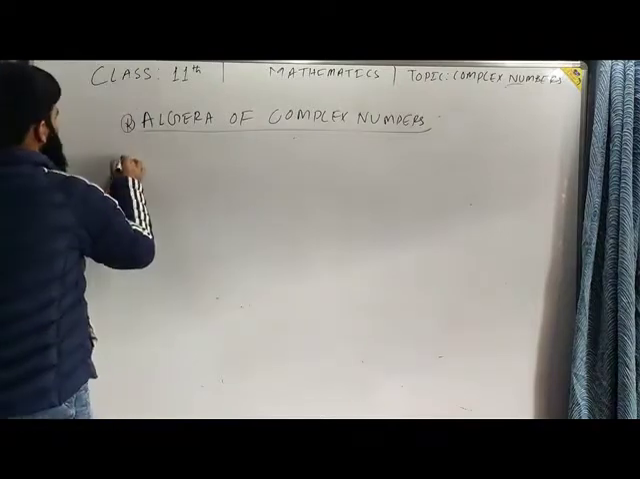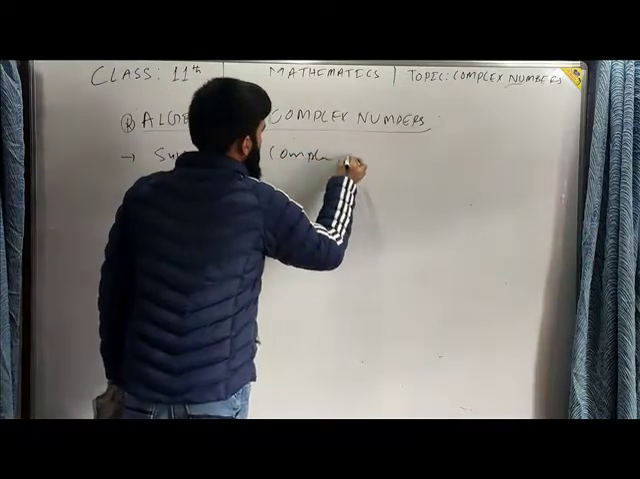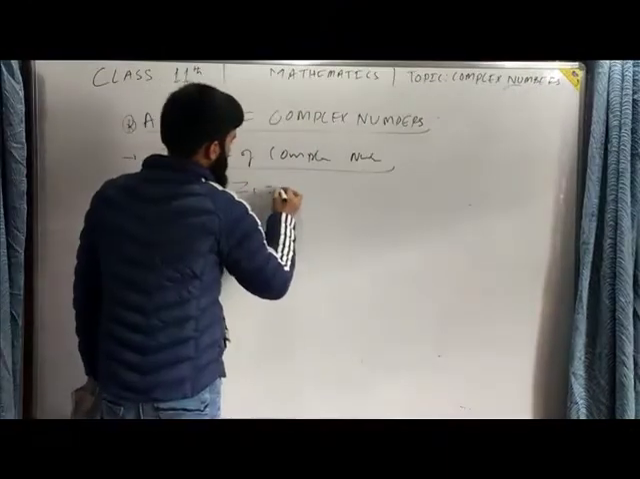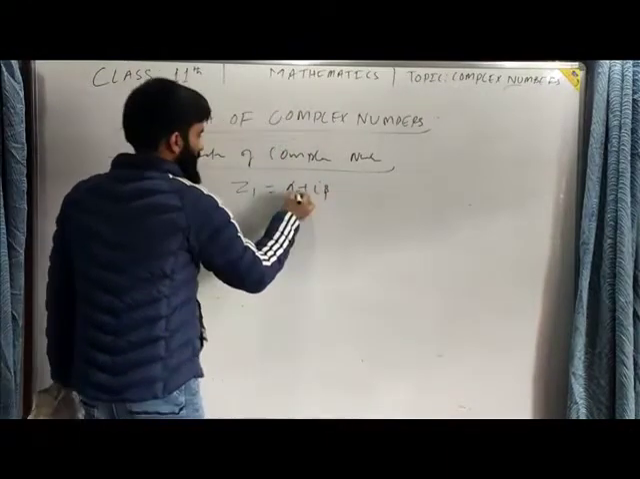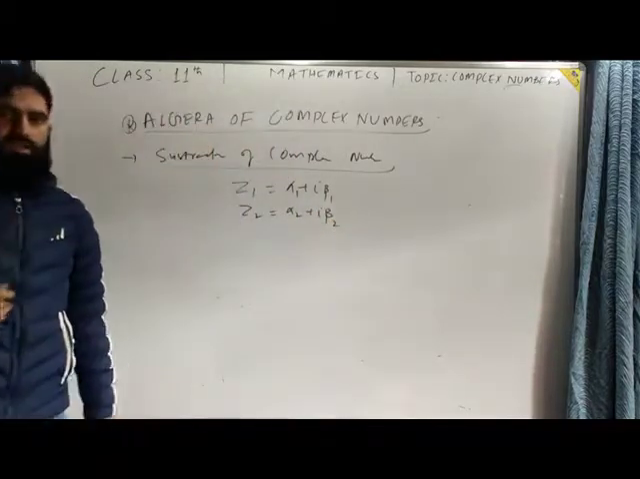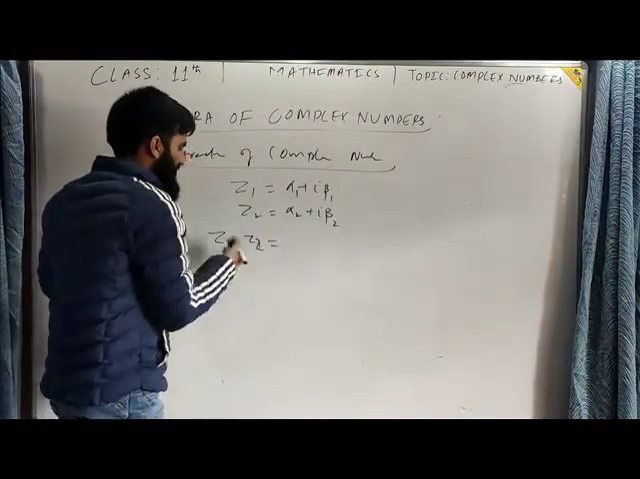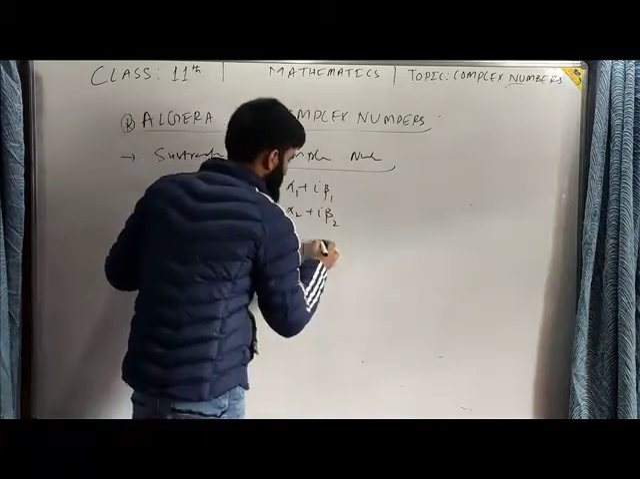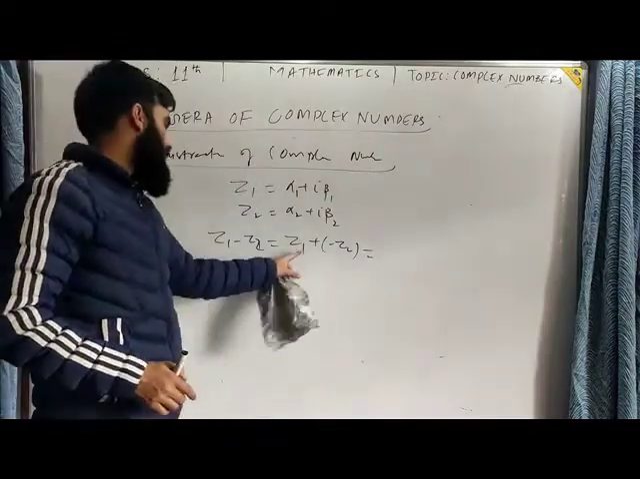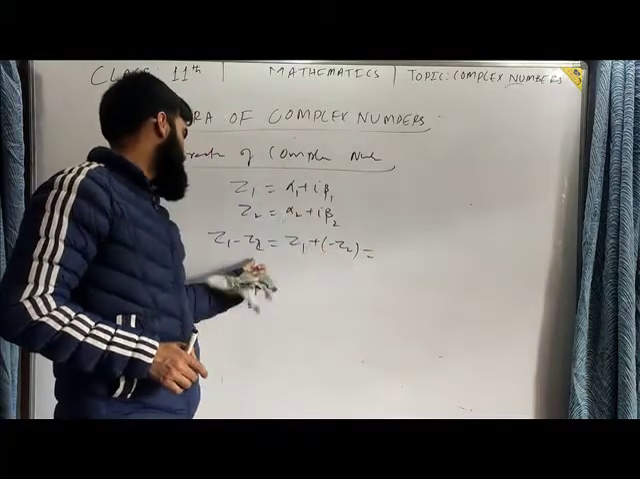Now we will go for the next section, that is subtraction of complex numbers. Suppose z1 is alpha 1 plus iota times beta 1, and z2 is alpha 2 plus iota times beta 2. These are the two complex numbers, and we have to subtract them. Subtraction can be written as an addition: z1 plus minus z2. So subtraction is basically the summation of one complex number and the negative of the second number.